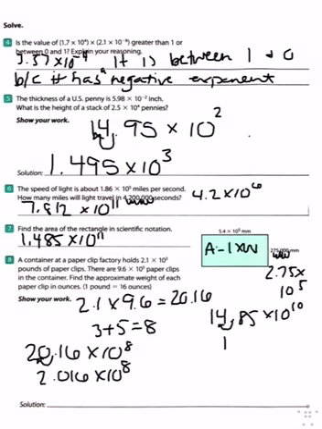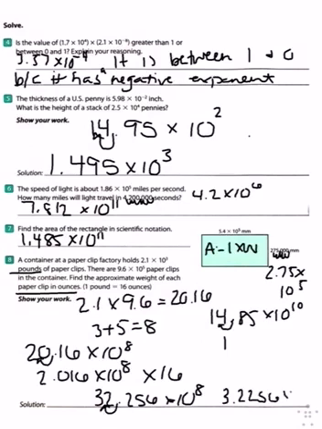However, this answer is in pounds. The question asks us to find the answer in ounces. So I'm going to take that and I'm going to multiply it by 16. Which gives me 32.256 times 10 to the 8th. And again, I have to move the decimal up one place to get my final answer of 3.2256 times 10 to the 9th power.